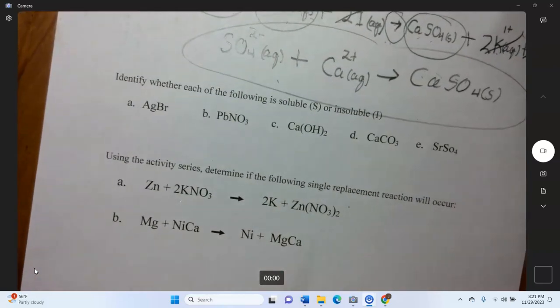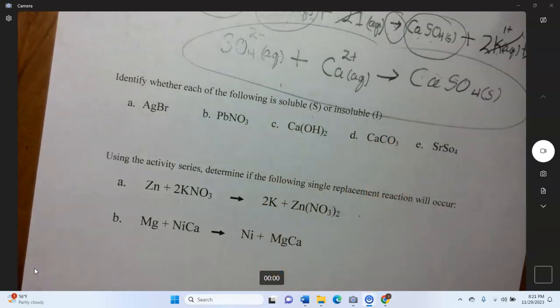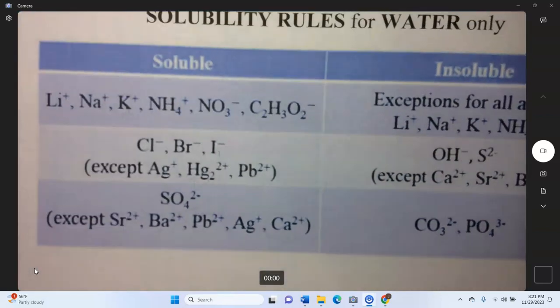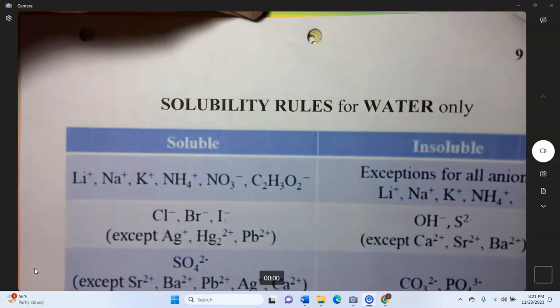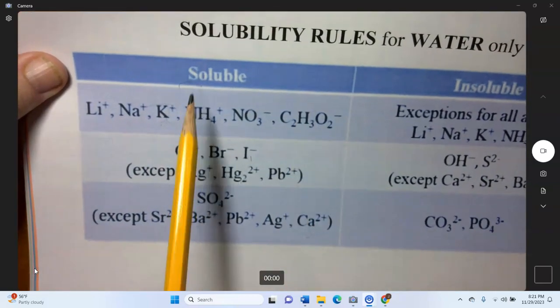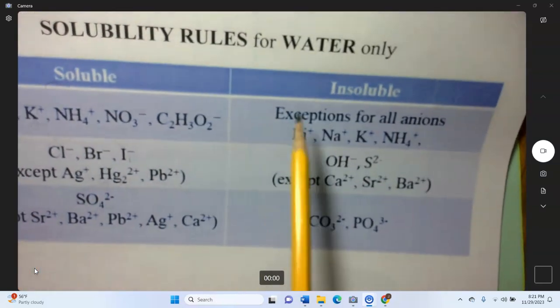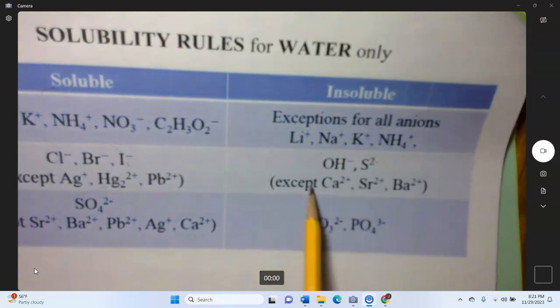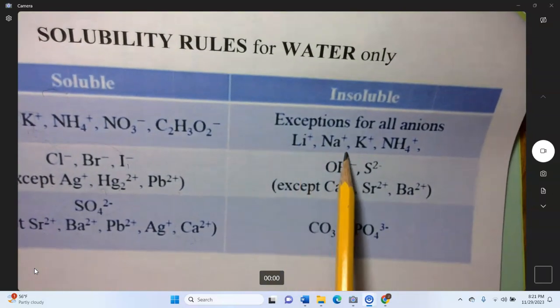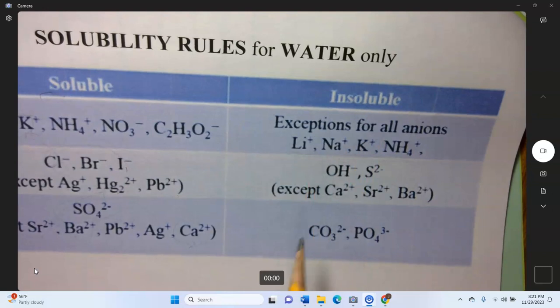So go to your solubility rules, and all I want you to do is put an S or an I, whether it's soluble or insoluble. The solubility rules are page 9 in your packet. There they are. Let me back this up a little here. Okay, so learn how to read this. Everything on the left side is soluble except for the exceptions, these and these. Everything on the right side is insoluble except for the exceptions. Now these are soluble with anything. Exceptions for all anions. Okay, so these are soluble with anything.